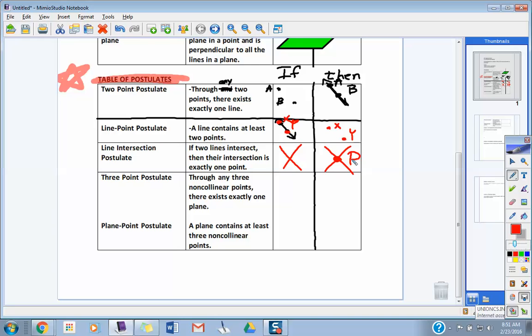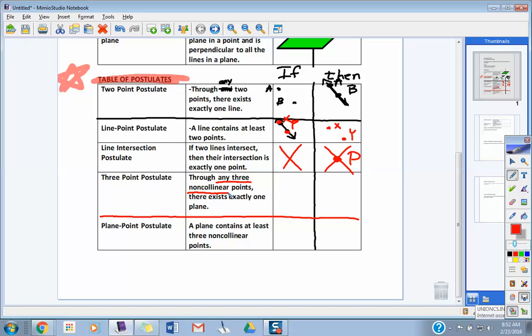Okay, I'm going to divide this one up then, guys. This is kind of a spin-off of each other. The first one's called the 3-point postulate. The 3-point postulate says this: through any 3, and here's the big word, non-collinear, which means they're not in a line. If you have 3 points that are non-collinear, there exists exactly what?